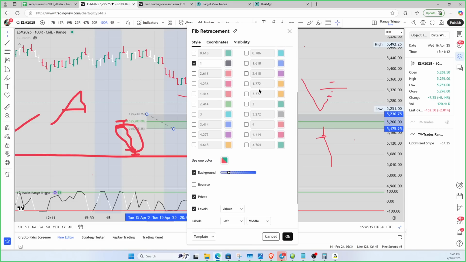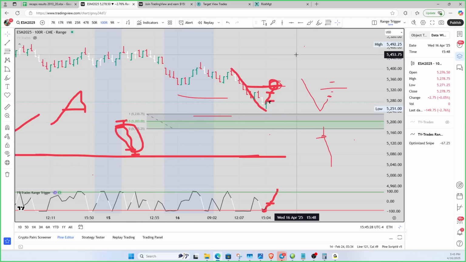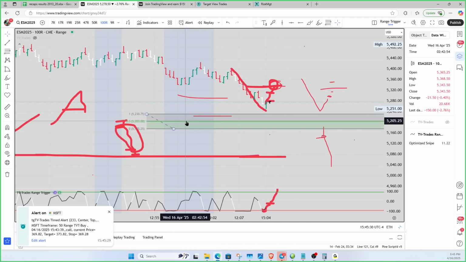Now, something is off on this. Prices, levels, text, center, middle, background. It's all good. Let's say okay on this. All right, so the midpoint is what you're focused on. What is what I'm focused on? The midpoint and 100% retracements.